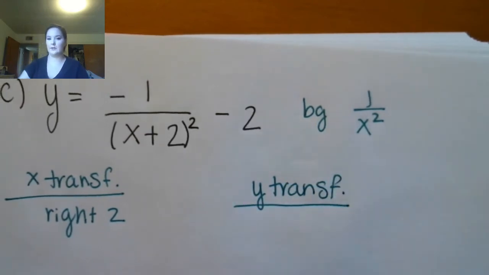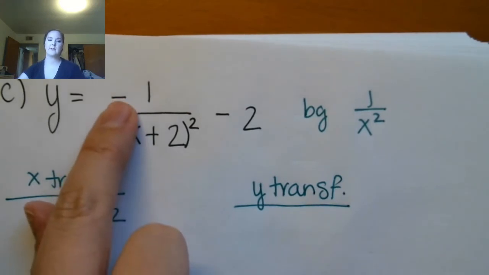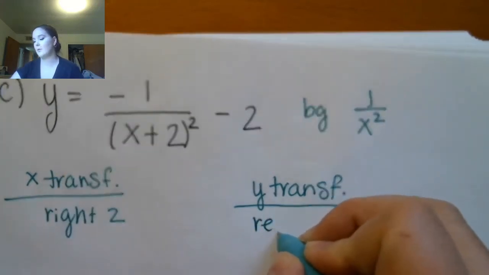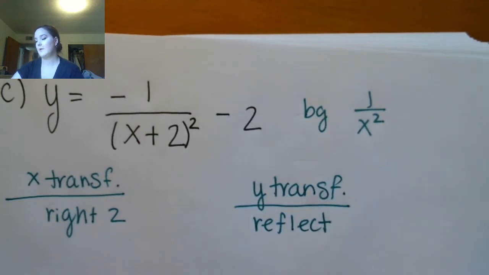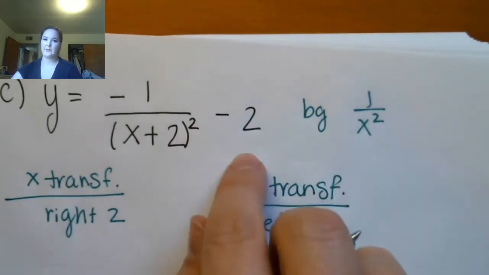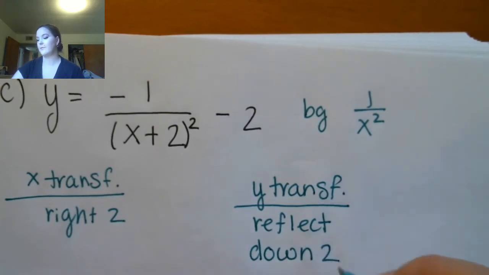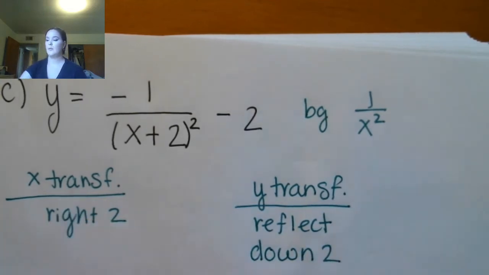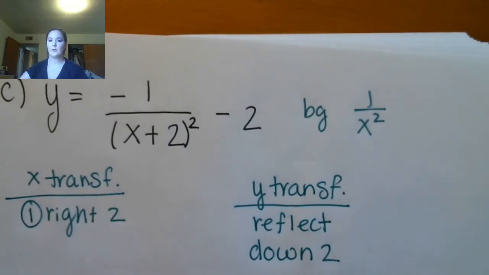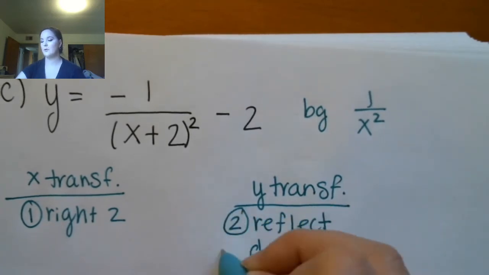Now we're going to look at the y transformations, which are going to be outside of that. We can see this minus sign, so we're going to have a reflection. And then we have this -2, which is going to move it down 2. Pick an order. I like to do my x stuff first. And then for the y transformations, it's important to do the reflection before you do the shift.